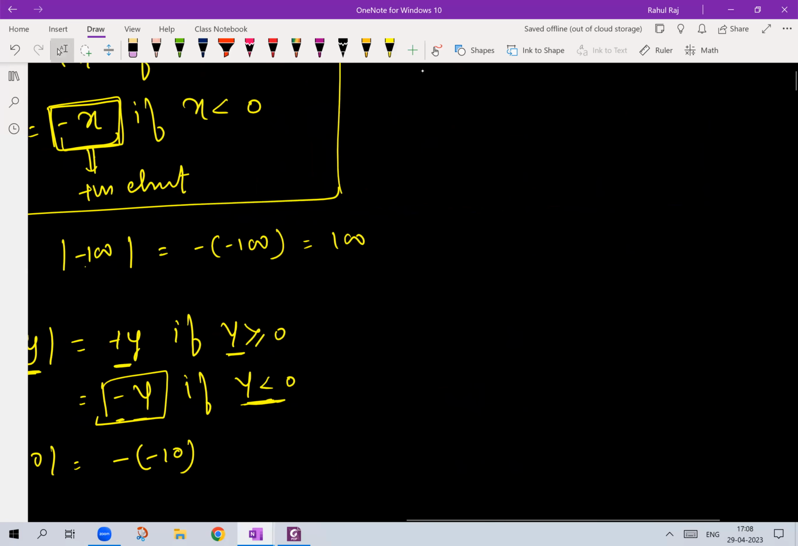Imagine I give you a simple question: if x is less than 0, what is the value of mod x minus 2? Anyone? I've defined that x is less than 0. What is the value of mod of x minus 2?